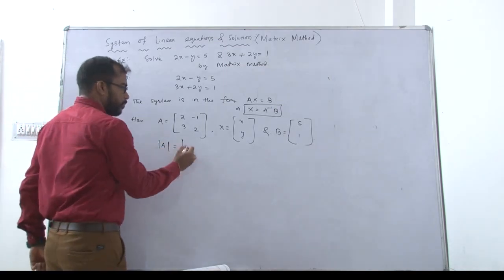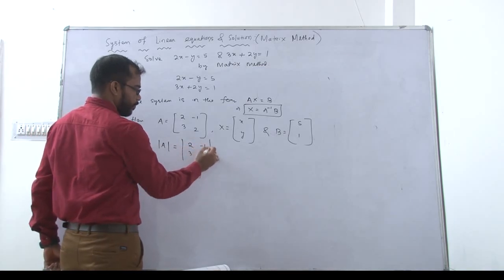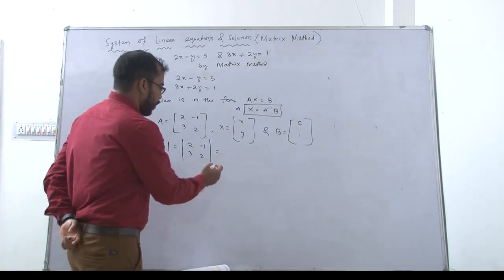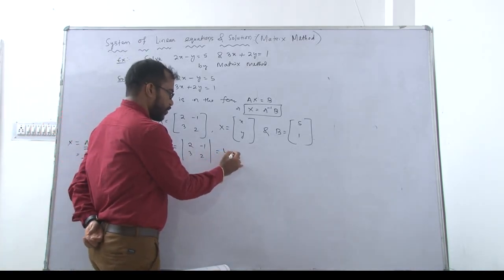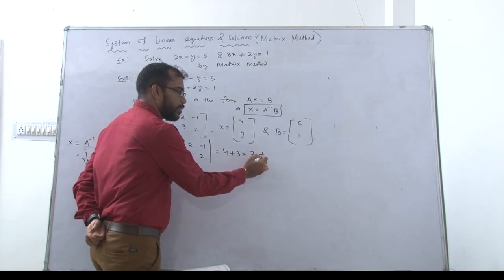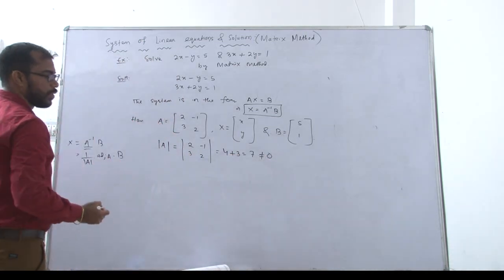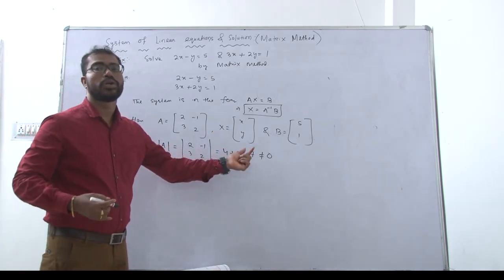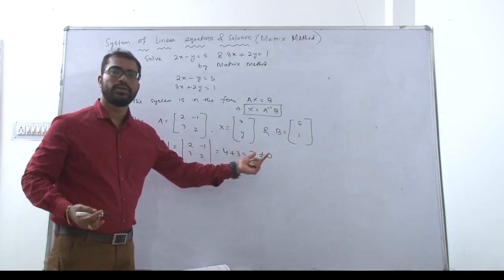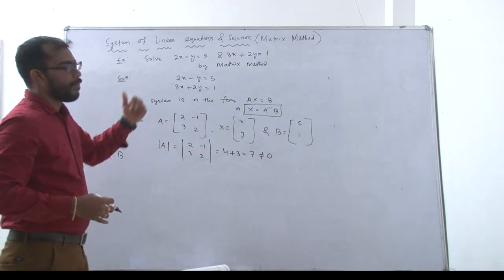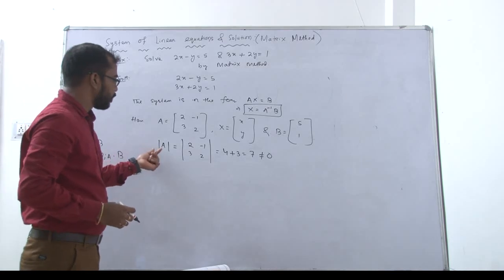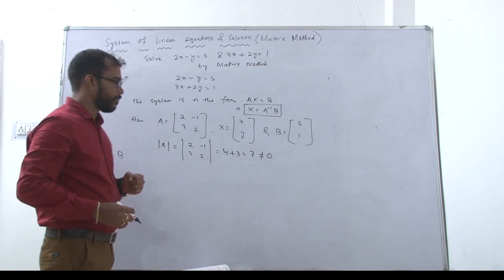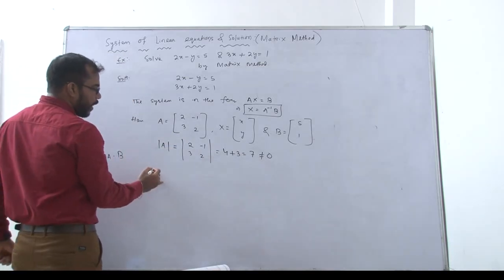So here first we have to find the determinant of A. So here [2 -1; 3 2]. If we evaluate this determinant, that is 4 minus of minus 3, that is plus 3, that is 7, which is not equal to 0. First of all, we have to check whether determinant of A is 0 or not. If determinant of A is 0, then we cannot determine the solution. But here you can see determinant of A is not equal to 0, that is 7.